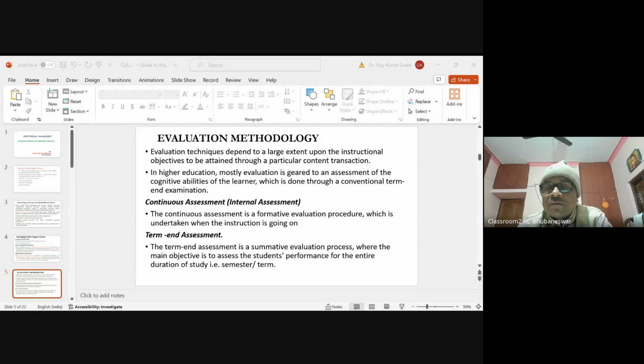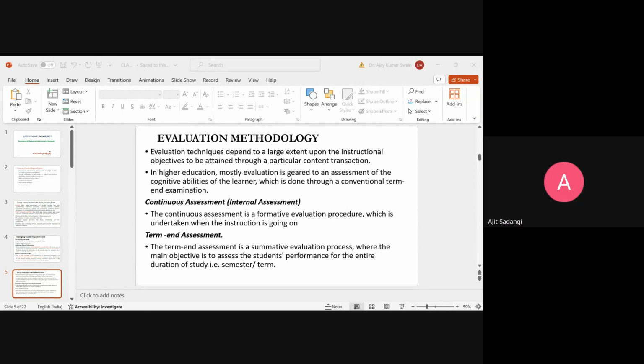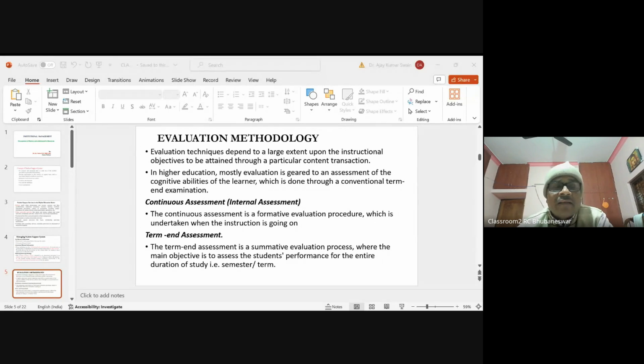In higher education, you told about school education, formative, summative. Internal, external. Very good. Internal, that is the continuous assessment, your assignment. Term end examination, that is external. So 30% is your assignment and 70% is your term end evaluation. So these are the two types of assessment in a higher education system.